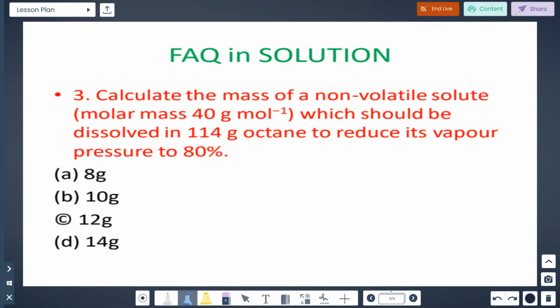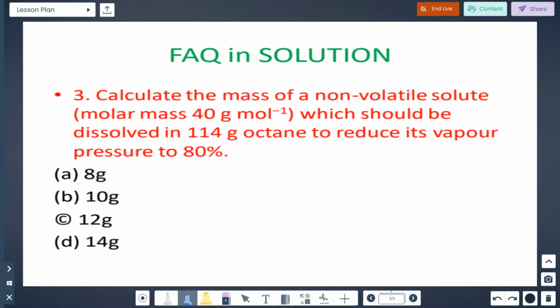Okay. So we have 4 colligative properties. The 4 kinds of properties, I gave some sums. See, this is: calculate the mass of non-volatile solute. Molar mass 40 gram per mole is given, which should be dissolved in 114 gram octane to reduce its vapor pressure to 80%. So this is a question.